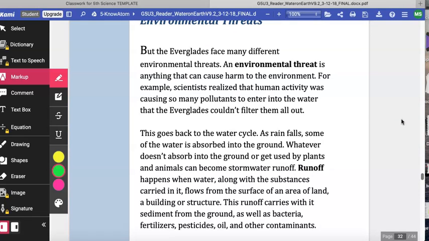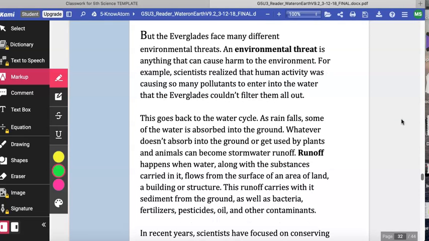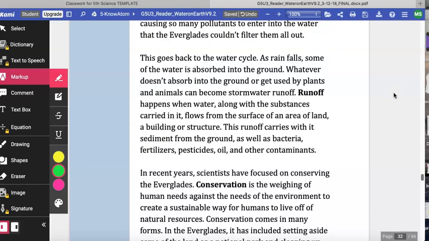Environmental threats. But the Everglades face many different environmental threats. An environmental threat is anything that can cause harm to the environment. For example, scientists realized that human activity was causing so many pollutants to enter into the water that the Everglades couldn't filter them all out. This goes back to the water cycle.